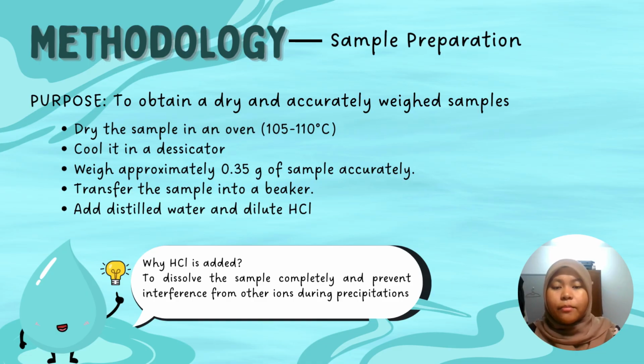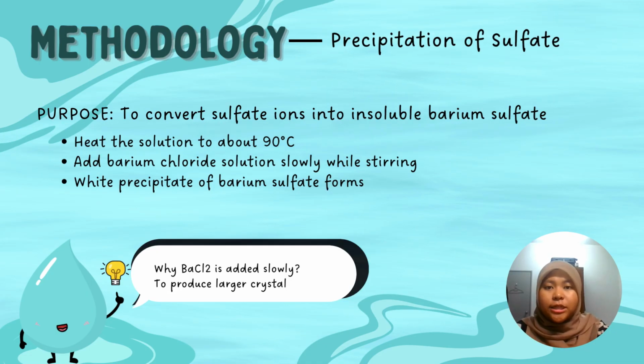Moving on is the precipitation of sulfate ions. The purpose of this step is to convert sulfate ions into insoluble barium sulfate. Firstly, the solution is heated to approximately 90 degrees Celsius. Then, barium chloride solution is added slowly while stirring continuously. As a result, a white precipitate of barium sulfate is formed. Barium chloride is added slowly to produce larger crystals, which can be filtered more easily and improve the accuracy of the analysis.